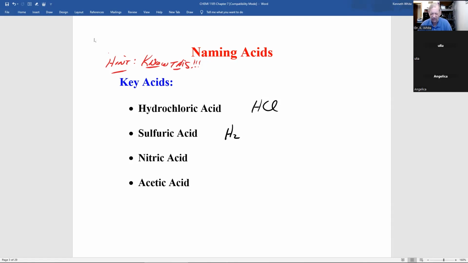The next acid is called sulfuric acid. You should know the formula H2SO4. In the United States, and I think the world, the chemical that's made the most pounds per year is sulfuric acid. It's used in many, many important things. Another key acid is nitric acid, HNO3, and nitric and sulfuric acid are used together in organic chemistry to make useful compounds.